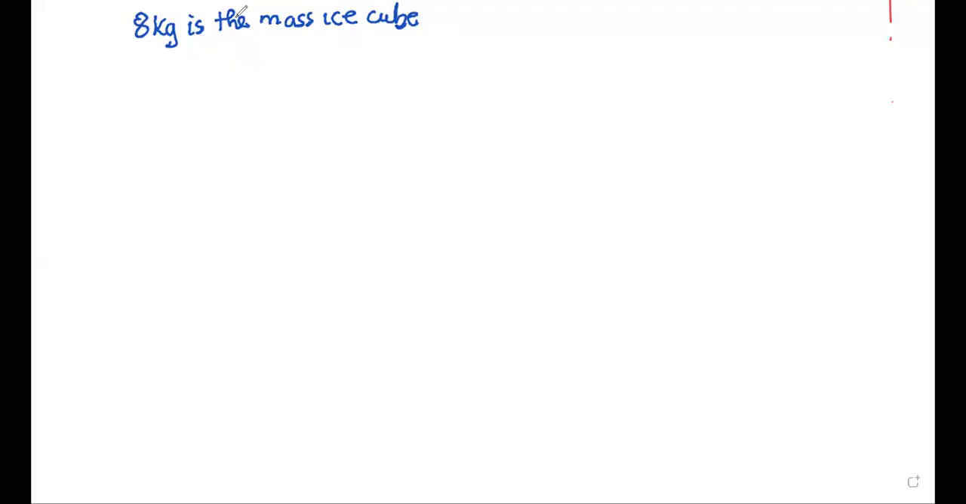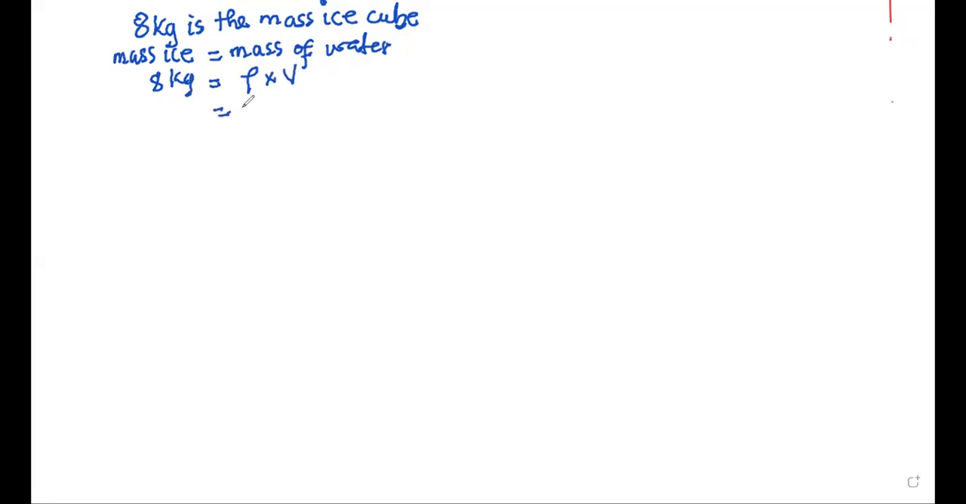Okay, so if the mass of the ice cube is 8 kilograms, then due to the principle of flotation, the mass of ice, which is the object, must be equal to the mass of water displaced. So the mass of ice is 8 kilograms, and the mass of water displaced will be the density of water times the volume of water. Density of water is 1.